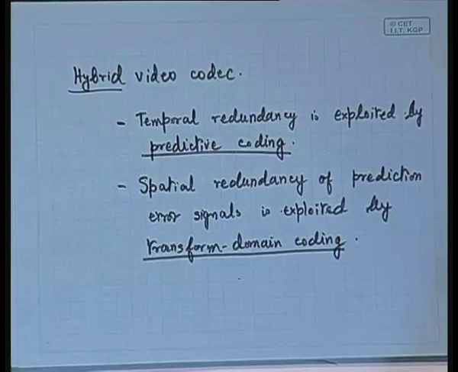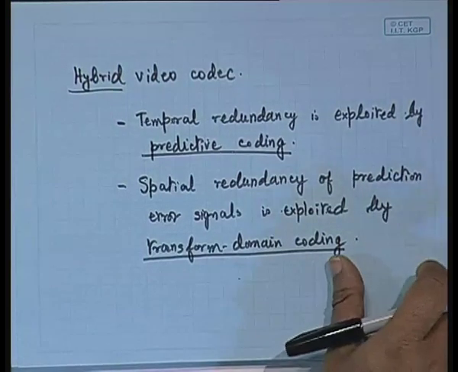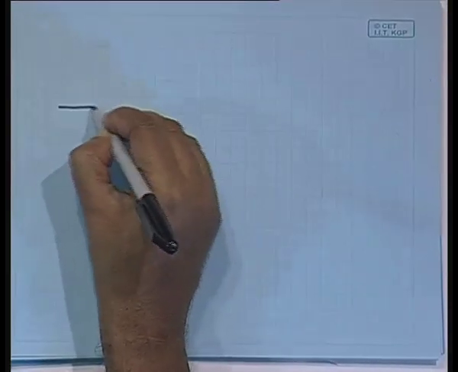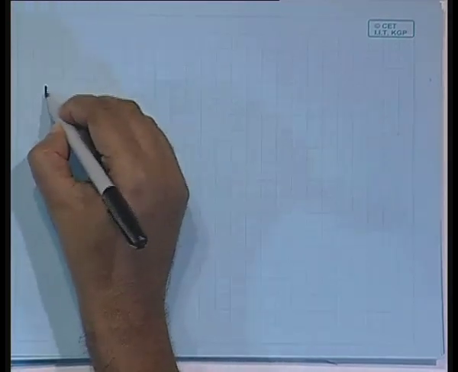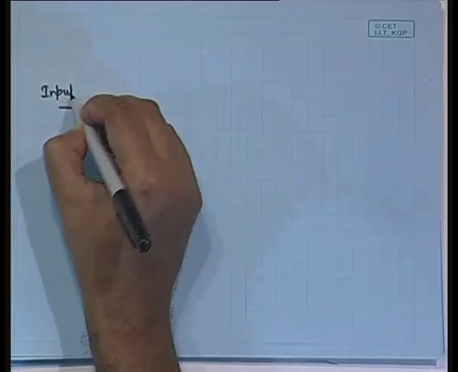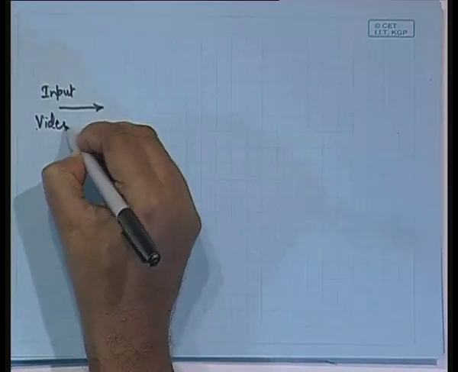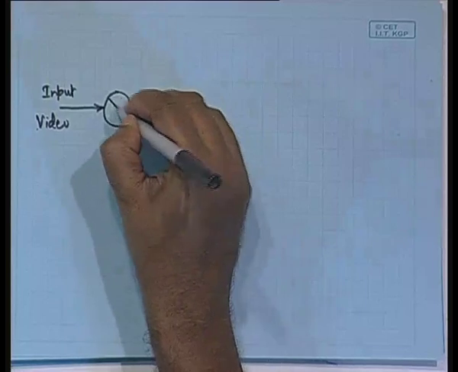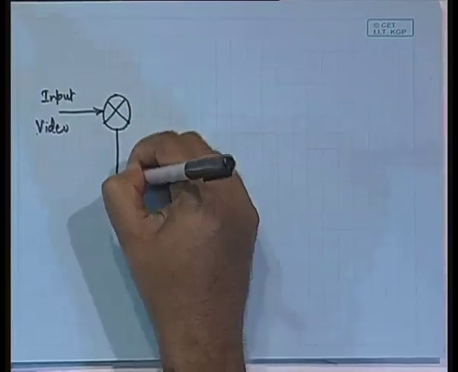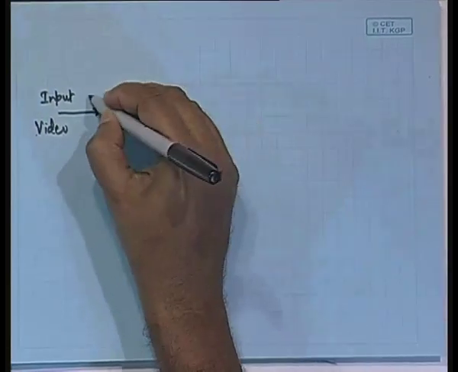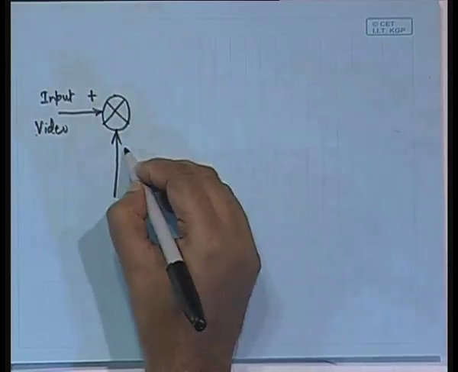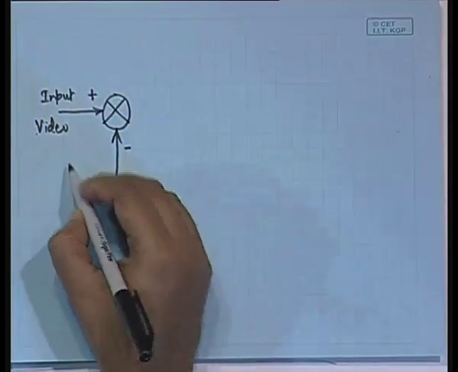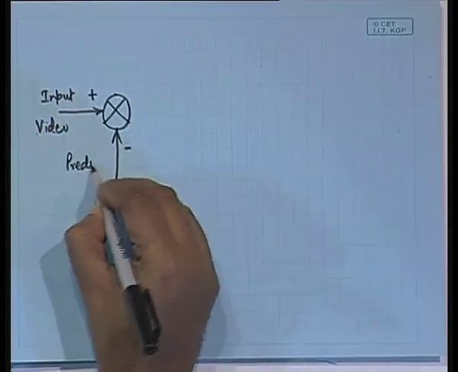So, in a typical hybrid video codec, what we are going to have is like this, that here we are having input video. Here we are going to have a block where the input video will be subtracted from the predicted video.